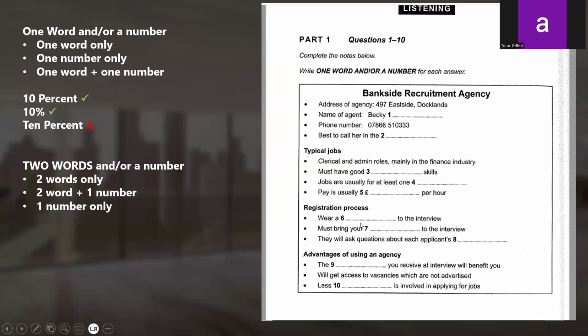So let's look at question number 6 to apply what we just learned. Question number 6. Wear a dash to the interview. So let's assume you had the answer black shoe. Wear a black shoe to the interview.